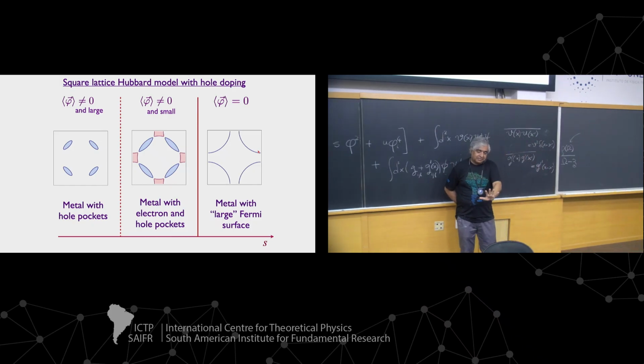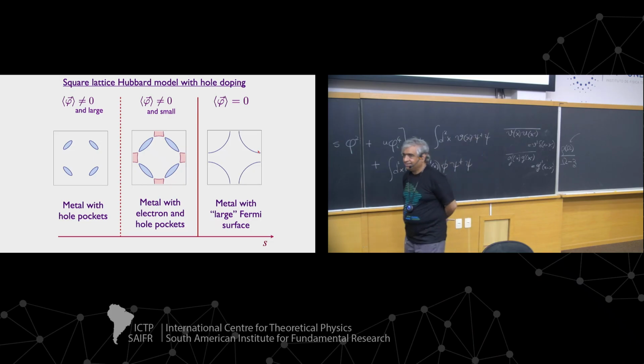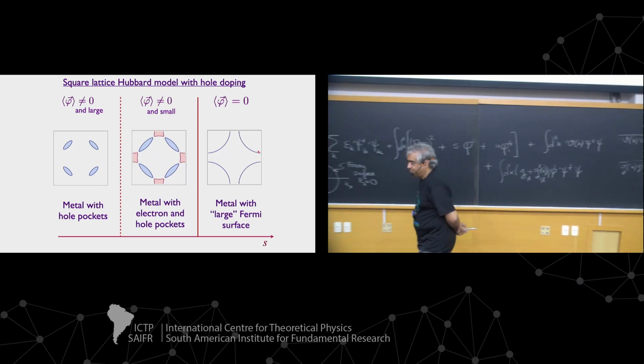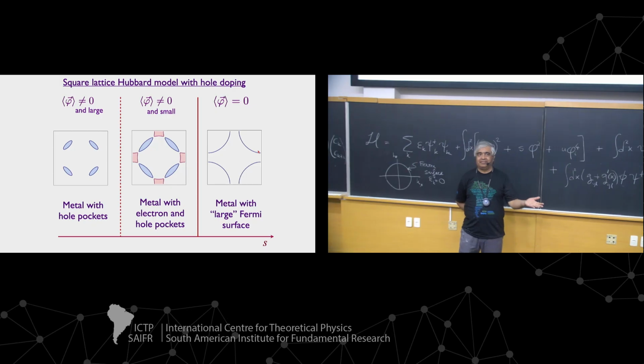For the case of this spin density wave transition, if you go through the Luttinger arguments, you can see how this happens. I mean, all I'm doing is mean field theory, and it gets it right.